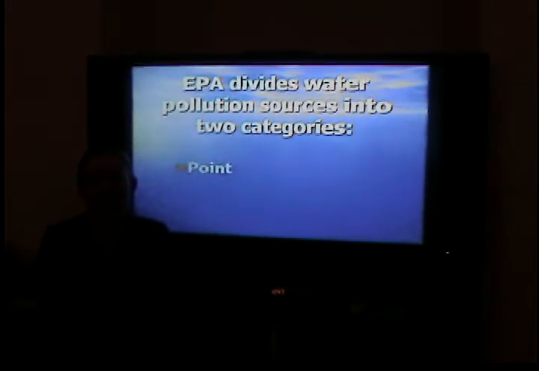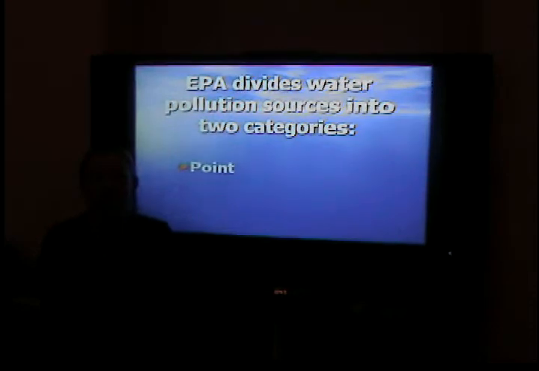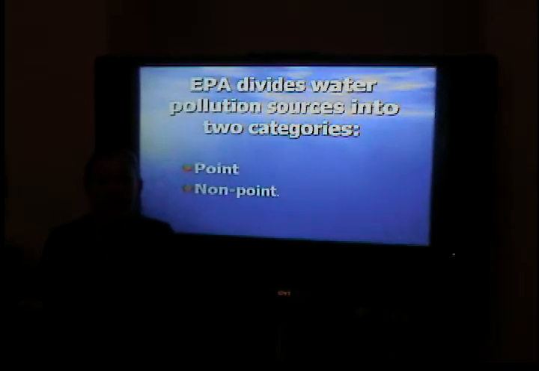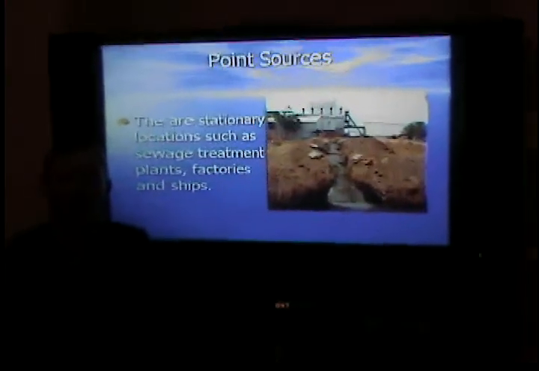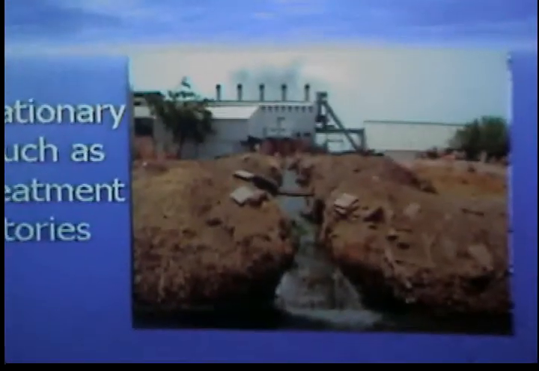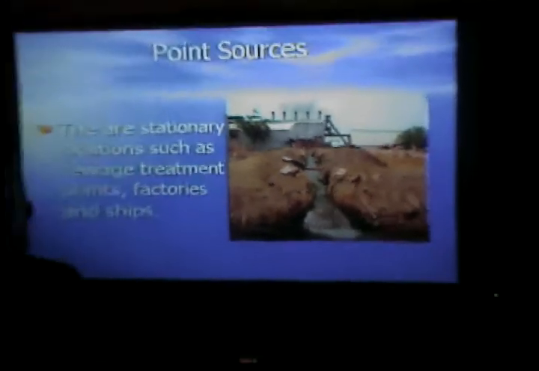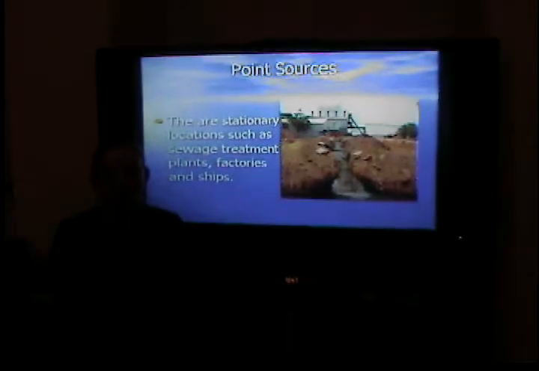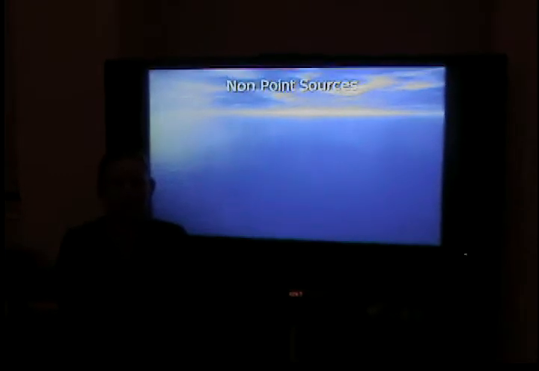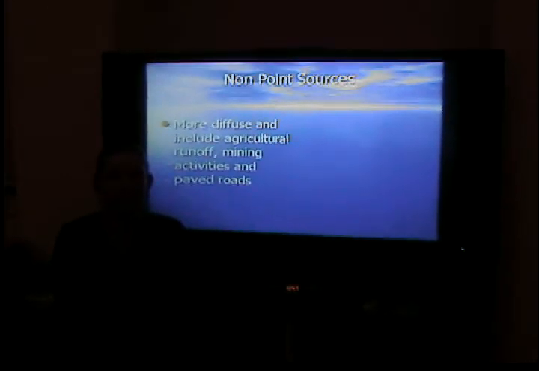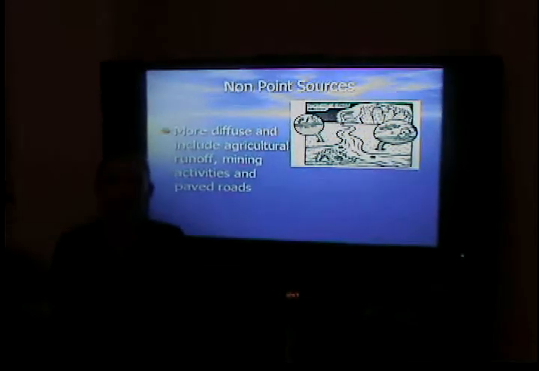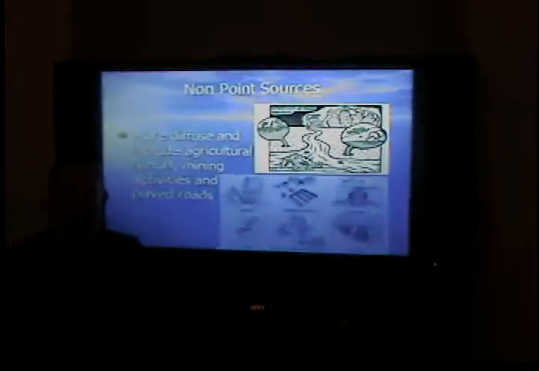EPA divides water pollution sources into two categories, point and non-point. Point sources are stationary locations such as sewage treatment plants, factories, and ships. Non-point sources are more diffuse and include agricultural runoff, mining activities, and paved roads.